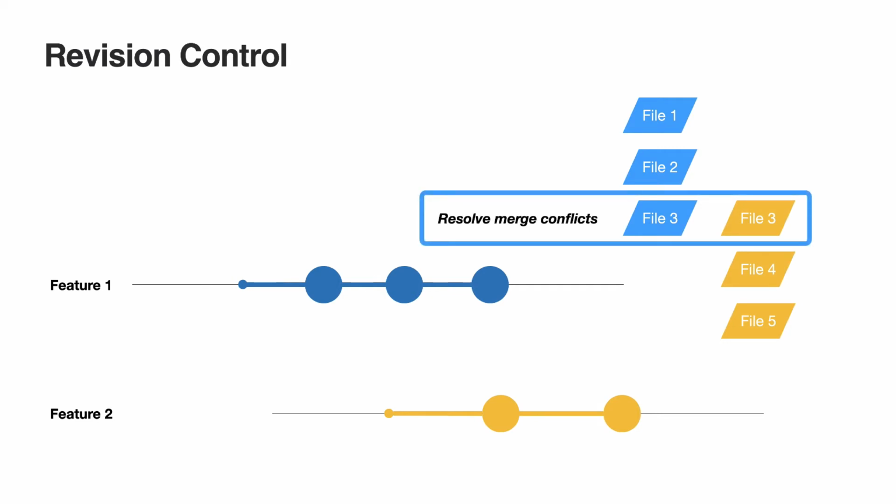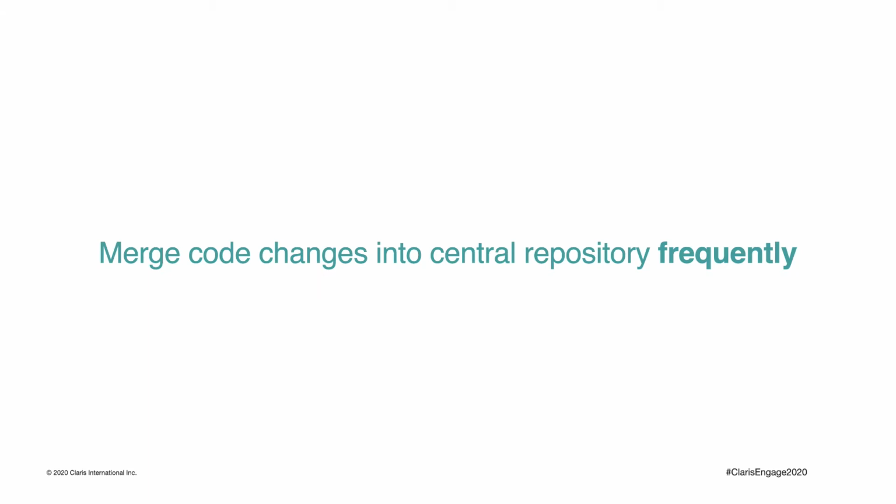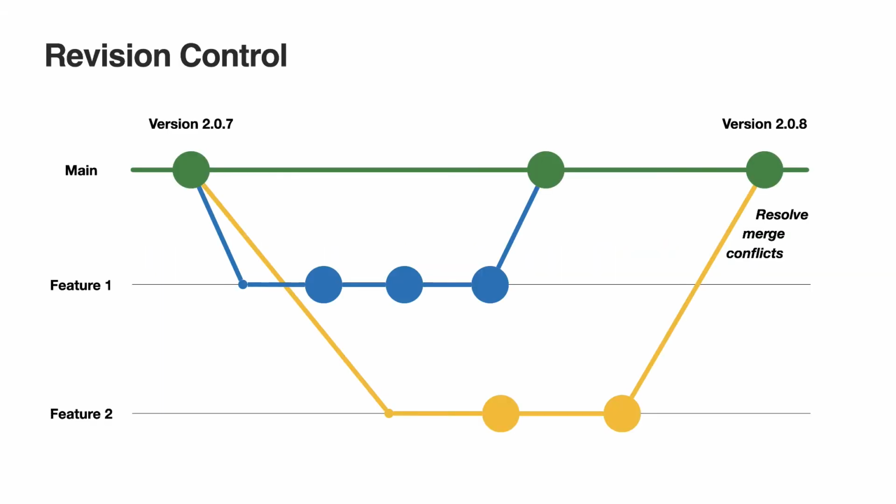resolved for that file. To minimize the chances of, and also the scale of, merge conflicts, DevOps emphasizes the need to merge code changes into the central repository frequently. Suppose that in this situation, after the first developer made this commit, instead of proceeding to the next commit, he merged the code back onto the main branch. Then the second developer would have been able to create her branch from that point, and there would be fewer changes to have to reconcile later.